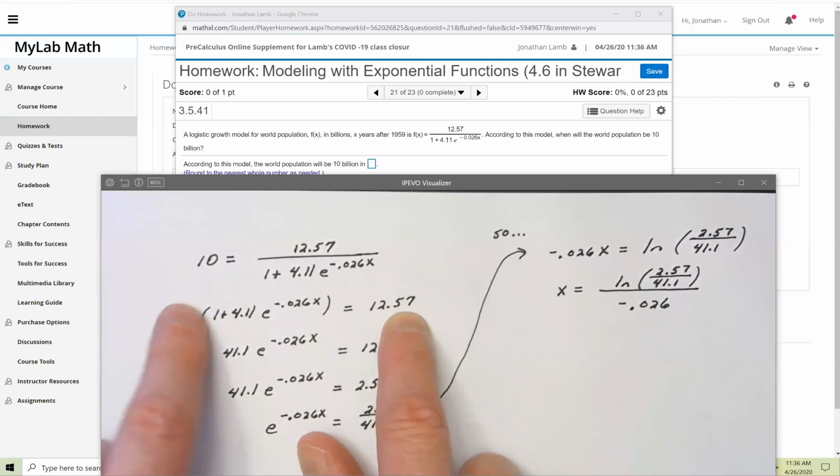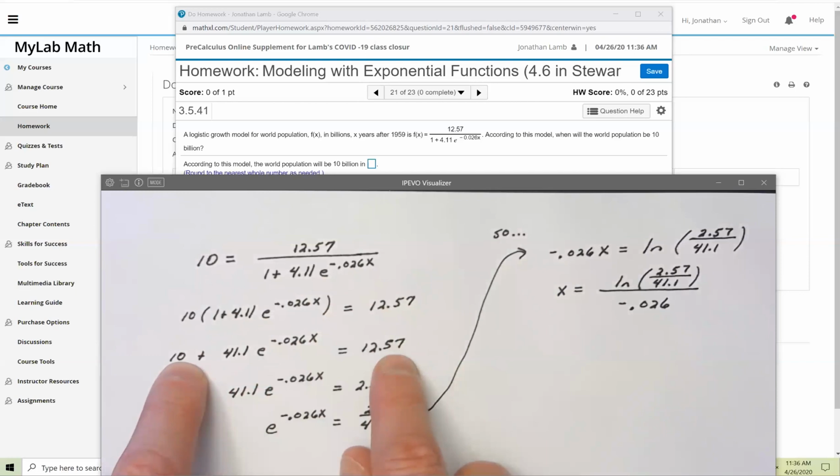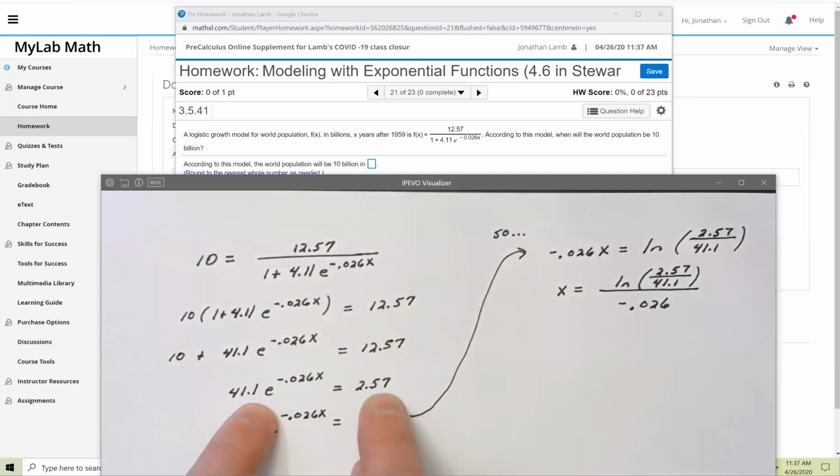At that point, I have 10 times this group, so let's distribute 10 times both terms. That gives me 10 plus 41.1 times the exponential function is equal to 12.57. Now I got the exponential function by itself by first getting rid of the 10. You subtract 10 on each side to get 2.57 on the right. Then you get rid of the 41.1, which is multiplying e, by dividing by 41.1 on each side.